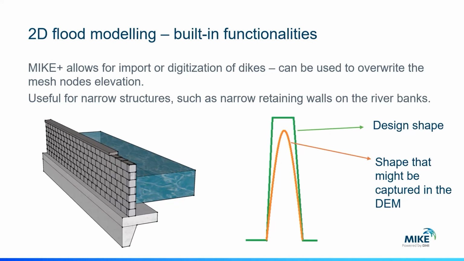This functionality is especially useful in applications where we have to deal with narrow structures, such as retaining walls located on the river banks, especially in urban areas where they are usually narrow retaining walls, which sometimes can be misrepresented by the DEM. Through this dike functionality, the user is ensuring that the model actually takes into account the real crest elevation, and then the flooding process occurs only if the discharge and the corresponding water level is high enough to overtop the real crest elevation instead of the one that would be captured by the DEM.